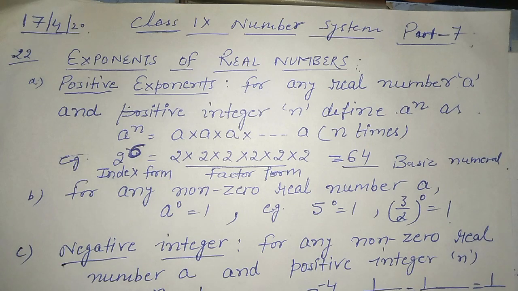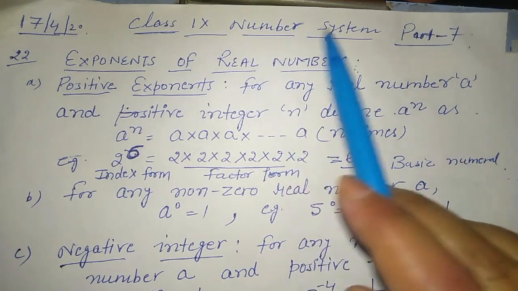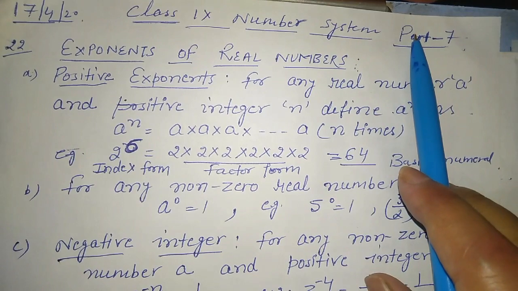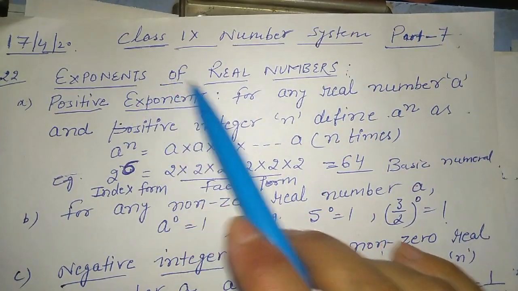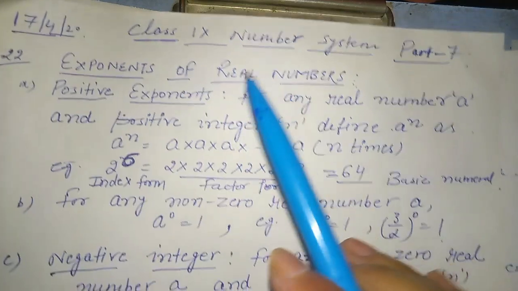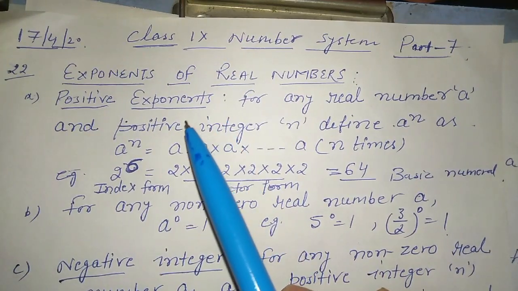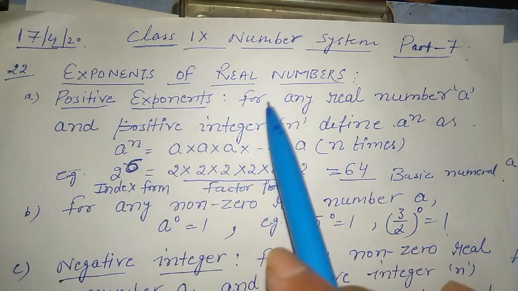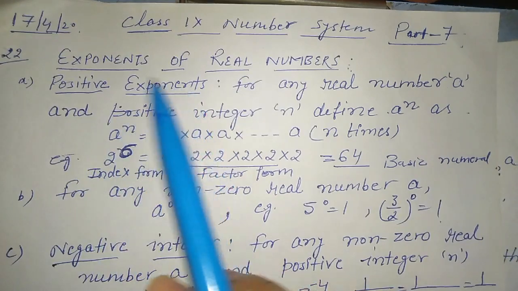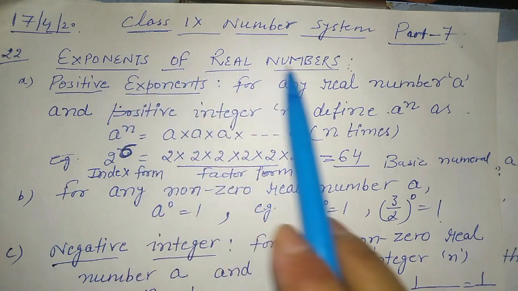Once again we are here to discuss our topic, number system. This is part 7 we are going to discuss. First we are discussing exponents of real numbers. Though you have read in your previous classes, 7th class, 8th class also, I want to recall all those definitions. So here are the exponents of real numbers.